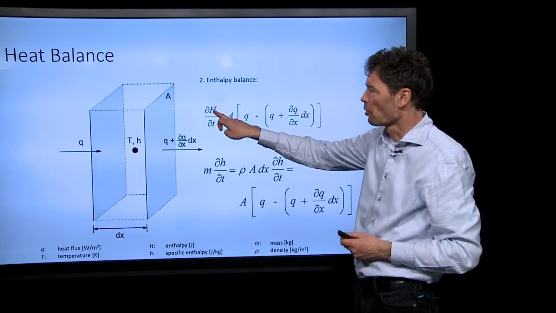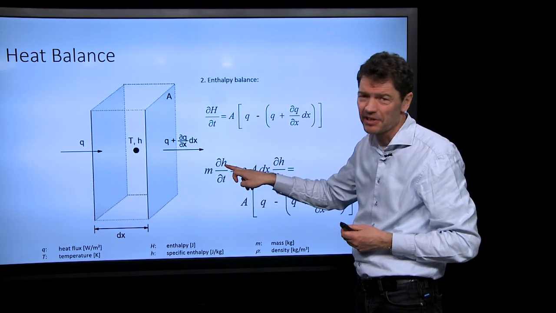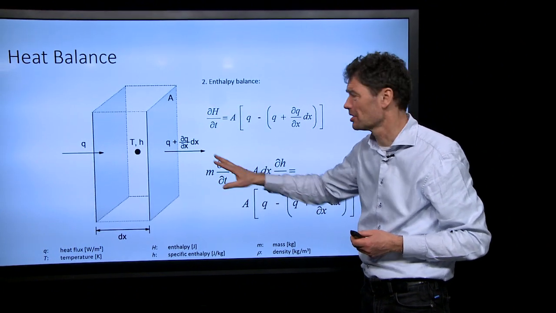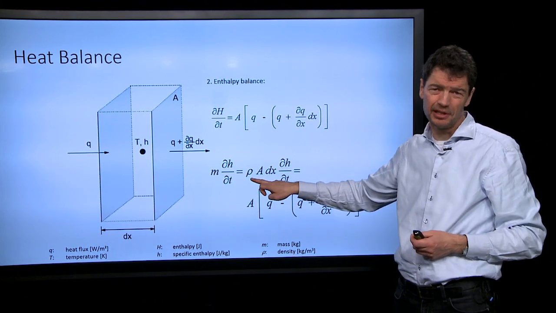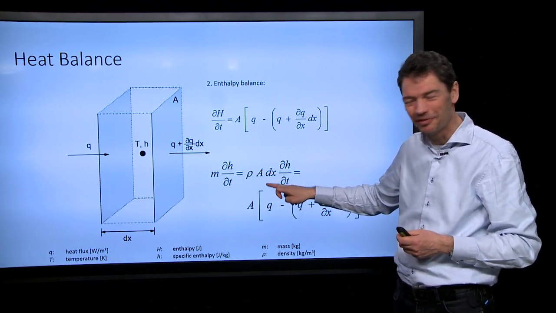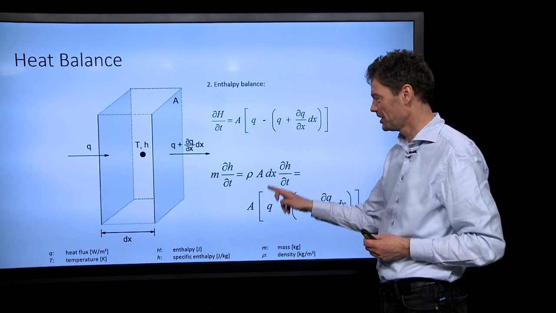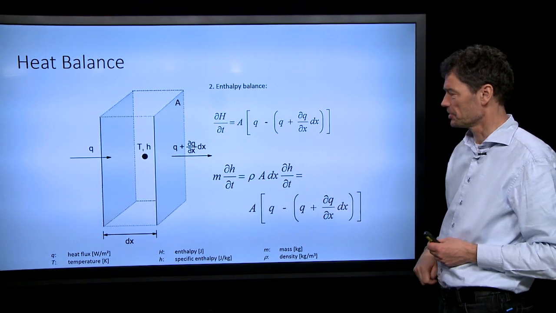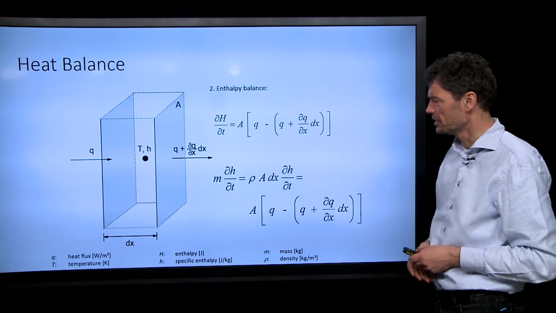So rather than talking about the total enthalpy within the volume, I'll talk about the specific enthalpy, so that's enthalpy per mass, and that we do by multiplying with the mass of the volume here. The mass of the volume, that's the density of the material that we are looking at, times the volume, and the volume, that's the area times the thickness of the small box that we have here, so that's A times dx, and then again dH dt we carry on with. And then the right-hand side of the equation, we still have down here.